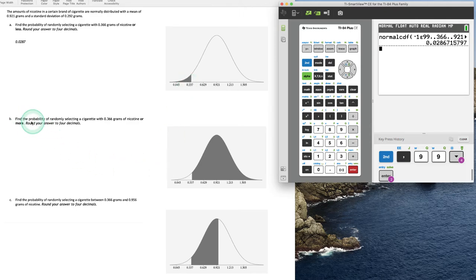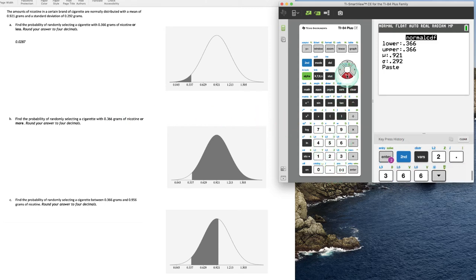In part B, it states that we want to find the probability of randomly selecting a cigarette with 0.366 grams of nicotine or more. So this is going to be the same function, right, of normalcdf, hitting 2nd VARS, number two, and now the lower bound, we can see from the shading here, if it's more, it's going to be area to the right, and therefore we have to start at 0.366, and then we end over here at positive infinity. But for our calculator, the largest number that our calculator can compute is 1E99. The mean and standard deviation, notice, are the same.